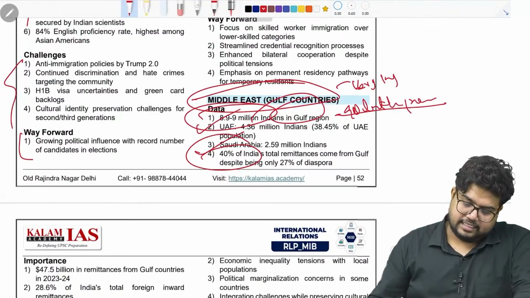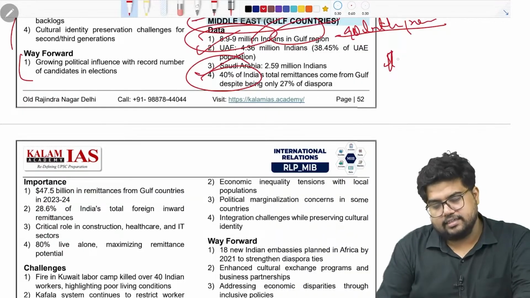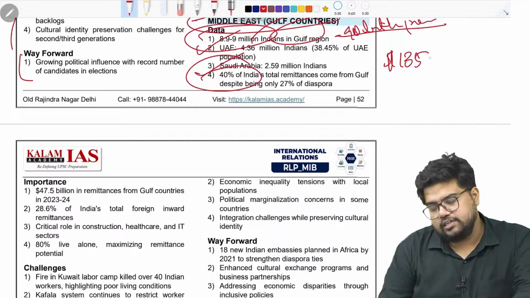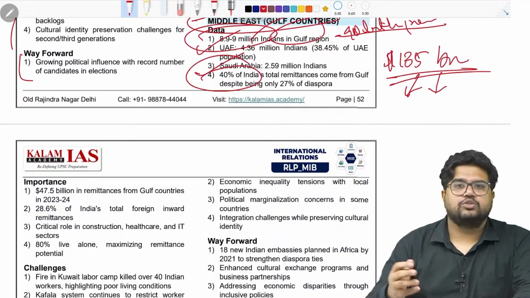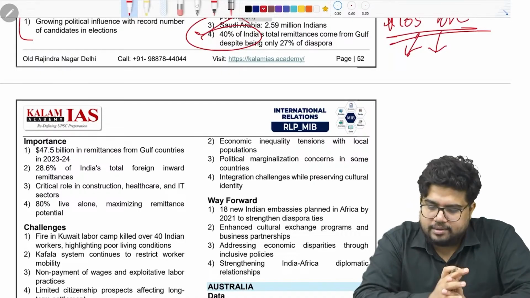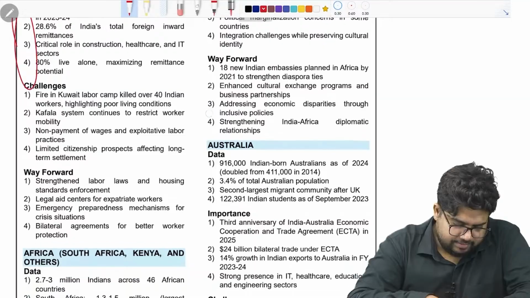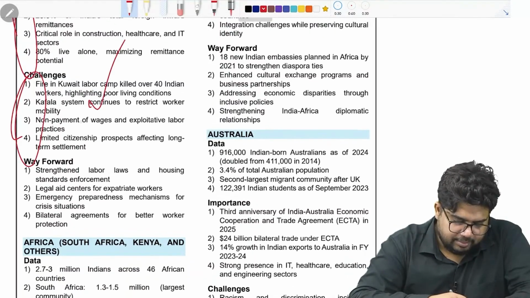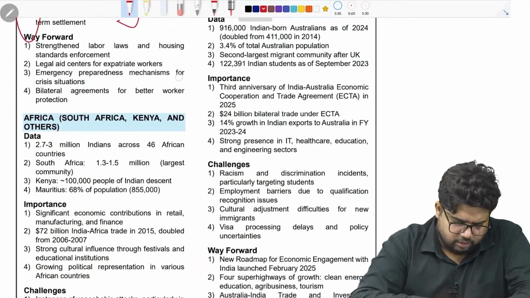40% of India's remittances come from the Gulf region. Recently the World Bank's remittances report said there was 135 billion US dollars in remittances that flowed to India, and India has been in the top position of this global remittances report. Other aspects, importance, challenges, the Kuwait labor camp, the conflicts in West Asia, all this you can include here.